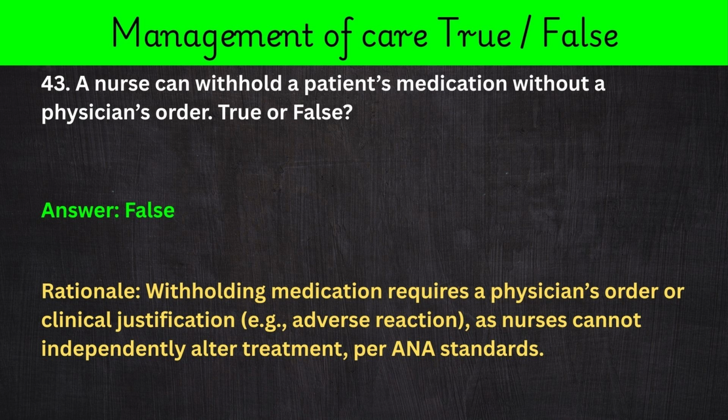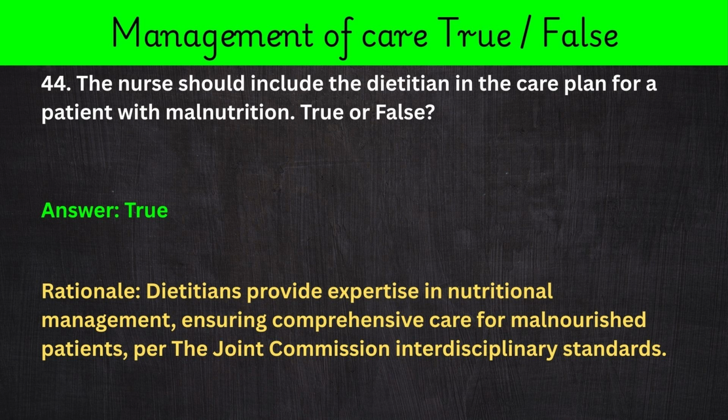ANA standards. 44. The nurse should include the dietitian in the care plan for a patient with malnutrition. True or false? Answer: true. Rationale: dietitians provide expertise in nutritional management, ensuring comprehensive care for malnourished patients, per the Joint Commission interdisciplinary standards.